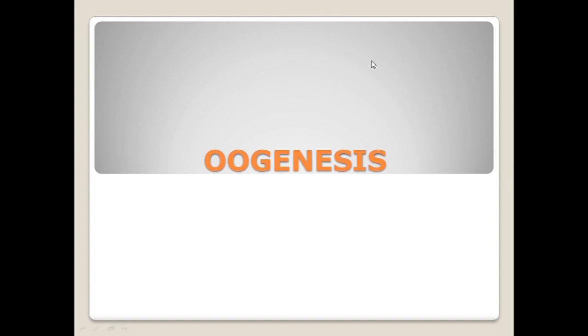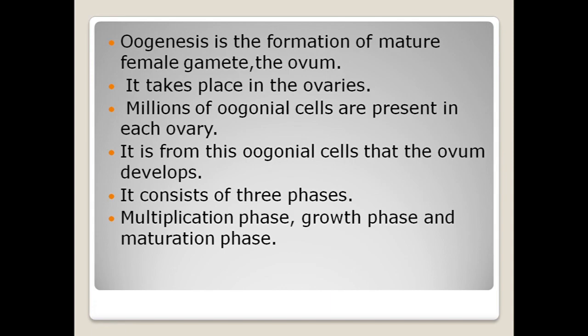Oogenesis. Oogenesis is the formation of mature female gamete, the ovum. It takes place in the ovaries. Millions of oogonial cells are present in each ovary. It is from these oogonial cells that the ovum develops.